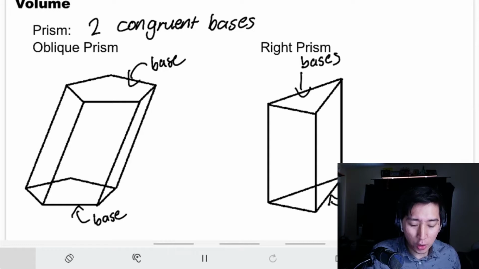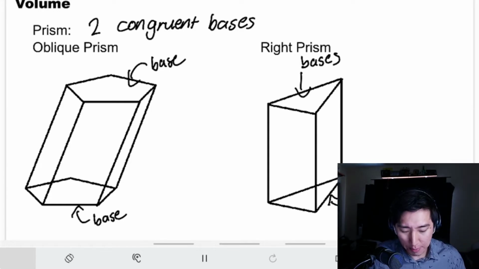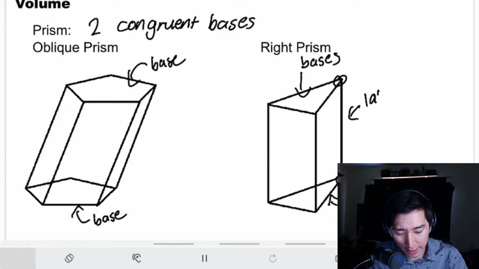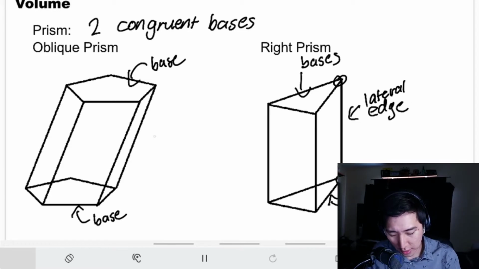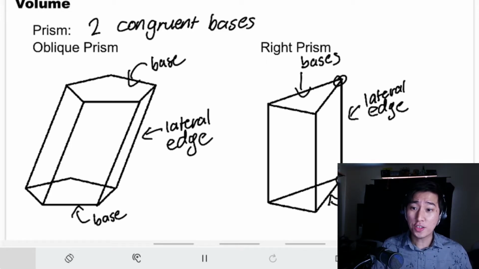The next thing that you need to know is your lateral faces and your lateral edges. Basically, you have the vertices of the bases, these things over here. And once you have them, you are connecting them to the bottom side. So these two vertices are being connected. This segment that connects them is called your lateral edge. Similarly, on my oblique prism, same thing, lateral edge. Now, that's our first major part.